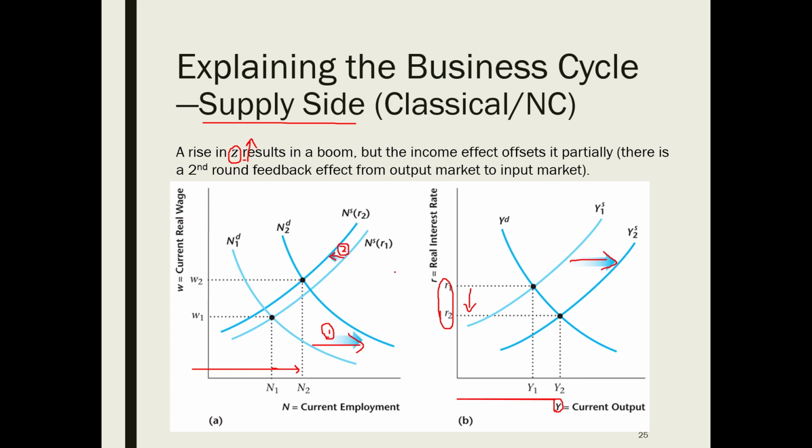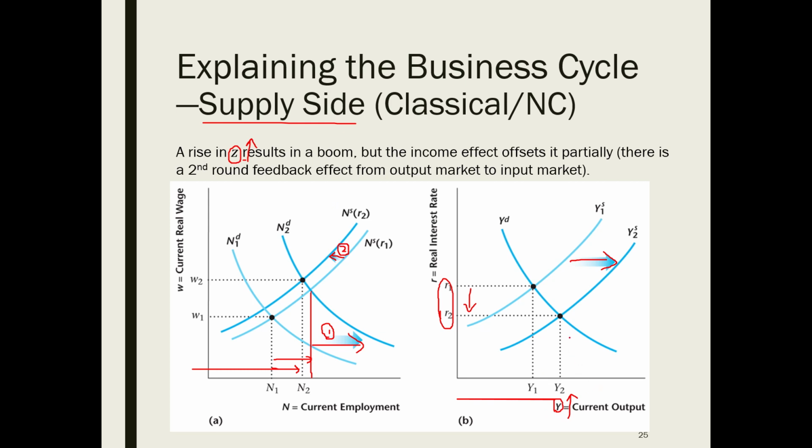A drop in interest rate shifts the labor supply curve to the left due to the so-called intertemporal substitution effect via the intertemporal condition. But because this is a second round effect, the magnitude is smaller than the first round effect on the demand side. The eventual effect on the equilibrium labor is from N1 to N2, a bit smaller than if only the first round effect is considered. To summarize, a rise in Z is associated with a rise in output.